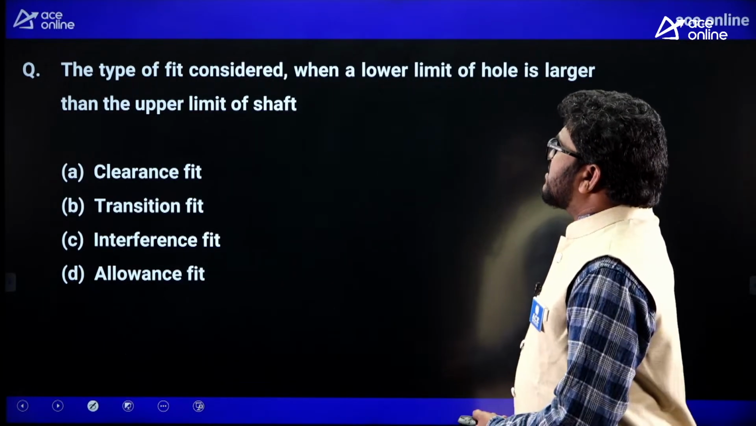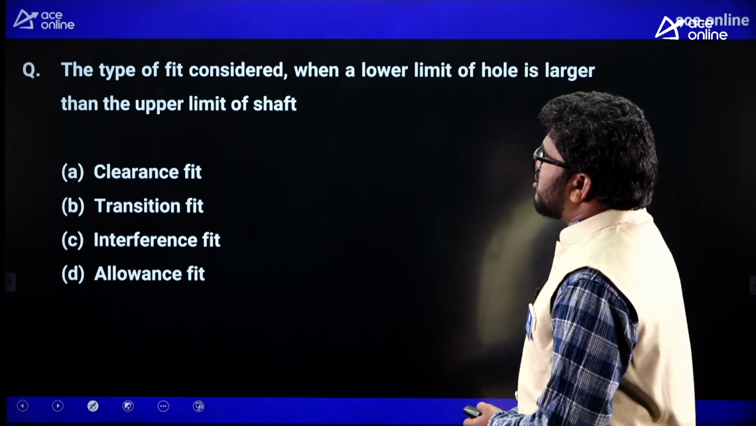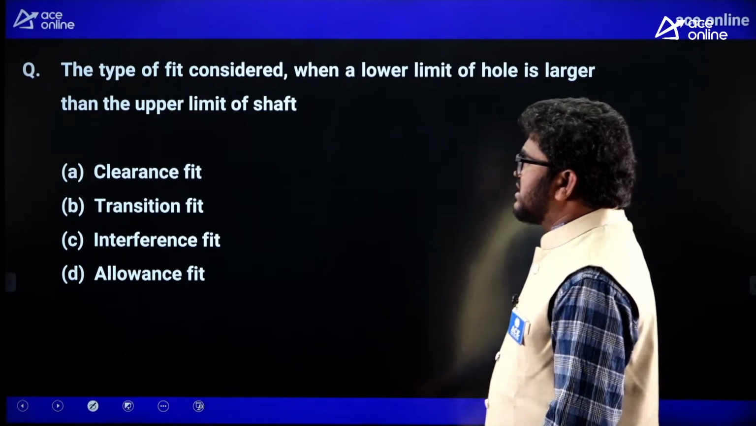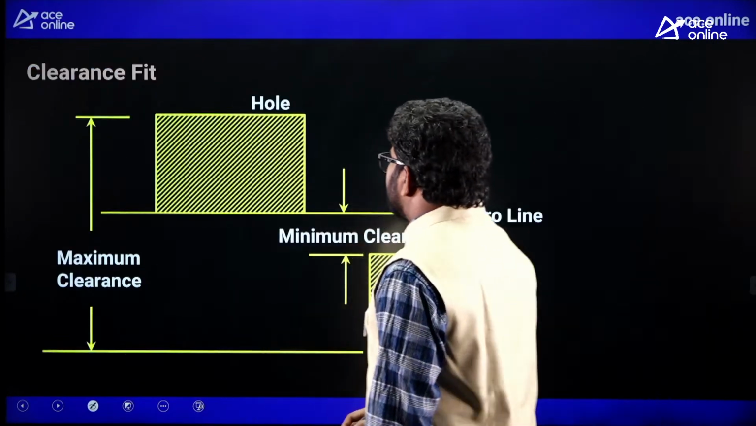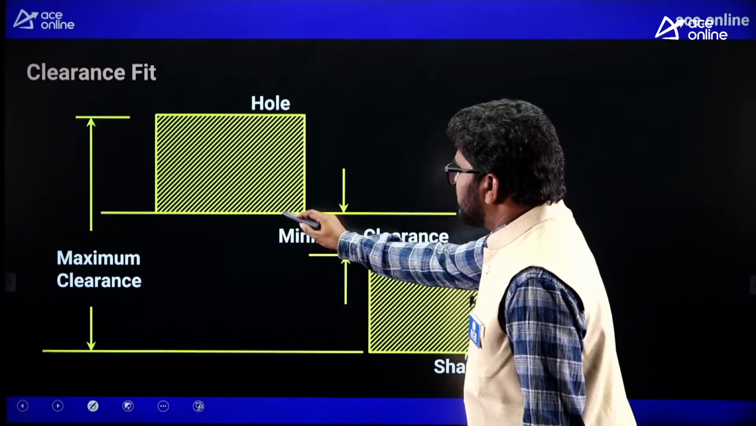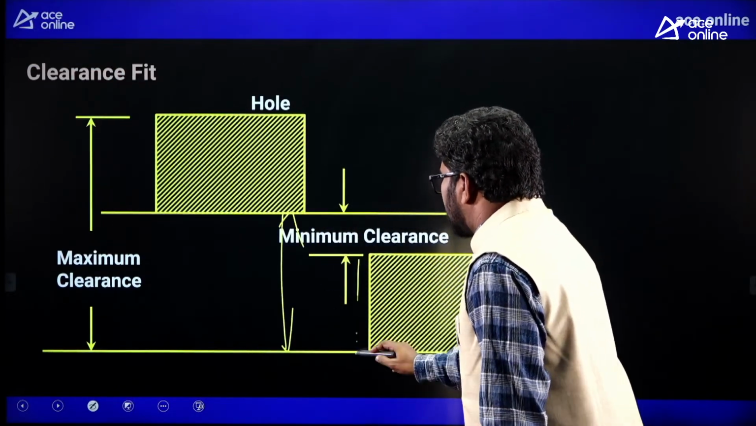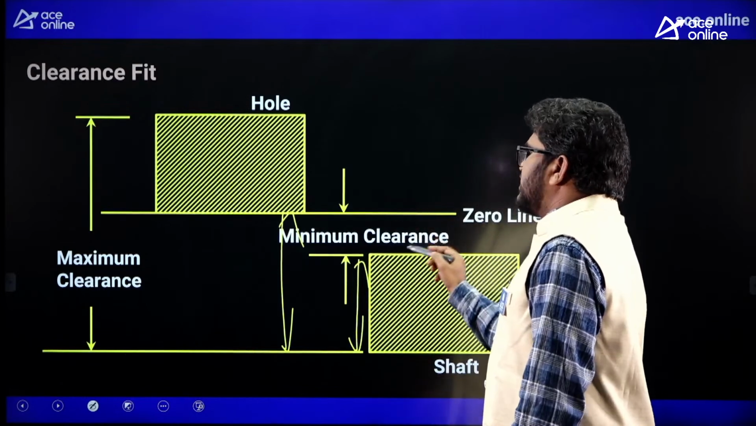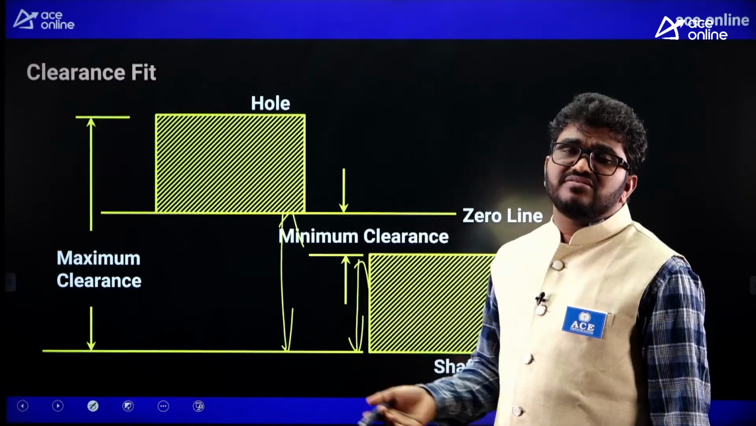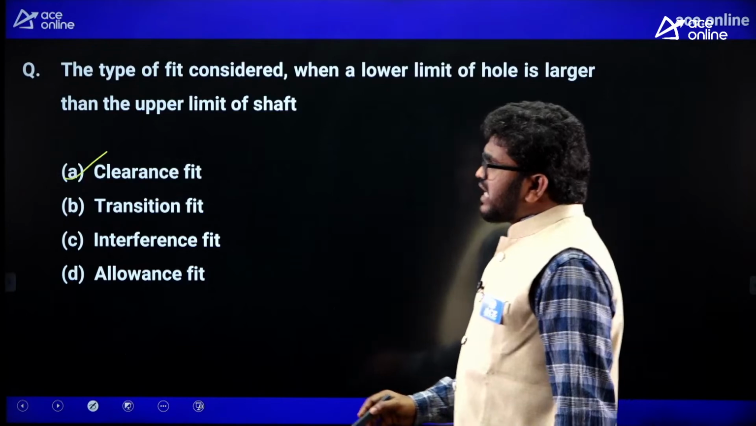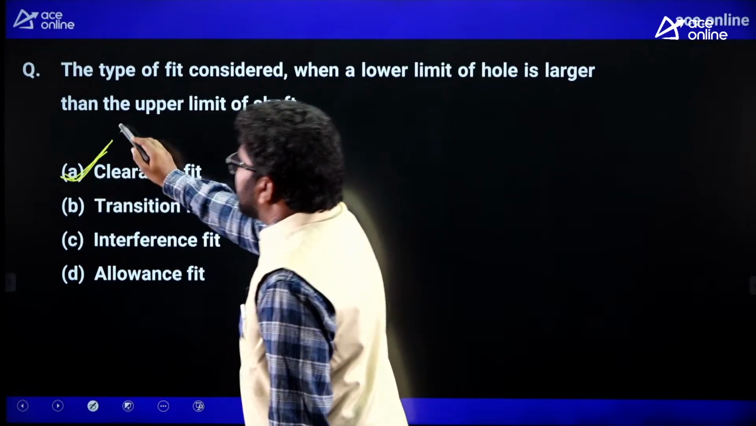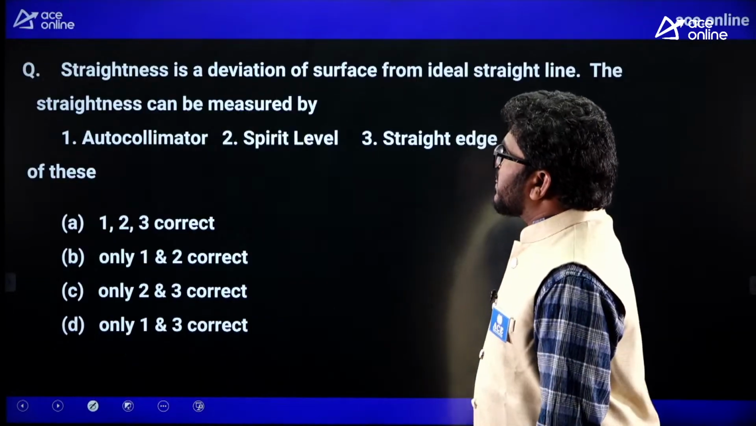The type of fit considered when the lower limit of the hole is larger than the upper limit of the shaft is a clearance fit. See here, the lower limit of the hole is larger than the upper limit of the shaft. So clearance is present, minimum clearance is there. So it's simply a clearance fit.